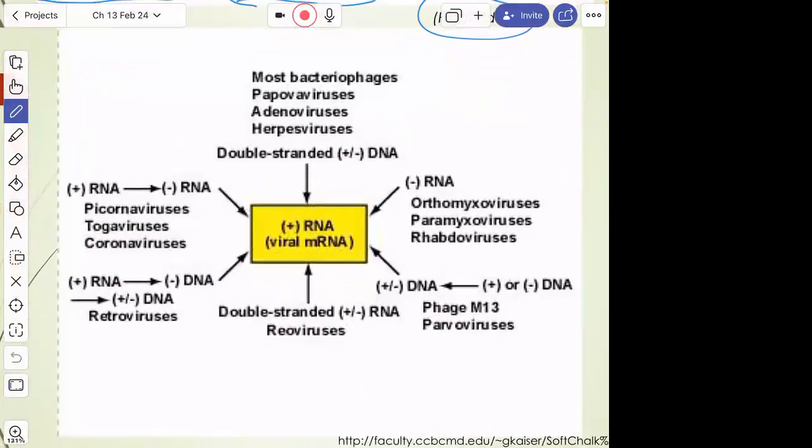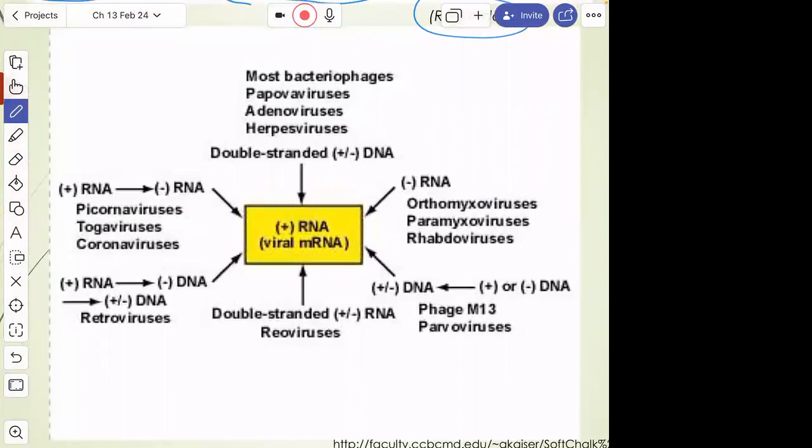Again, not to memorize individual viruses, but I like this graphic because it reminds us that no matter what kind of nucleic acid the virus has, it has to have a way to get that positive sense RNA. It has to have the right enzymes or use the host enzymes, either way, to get its nucleic acid in a form that can be read at the ribosomes so it can start making its own proteins. Okay, so that gives some examples there.